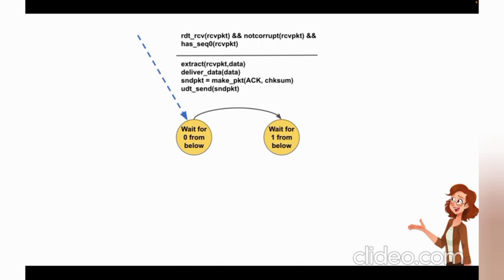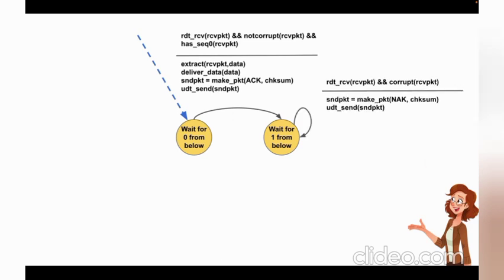After this, it waits for the packet with sequence 1. If a packet is received and it is corrupt, then it sends a negative acknowledgement along with the checksum, and this is again sent to the underlying layer.